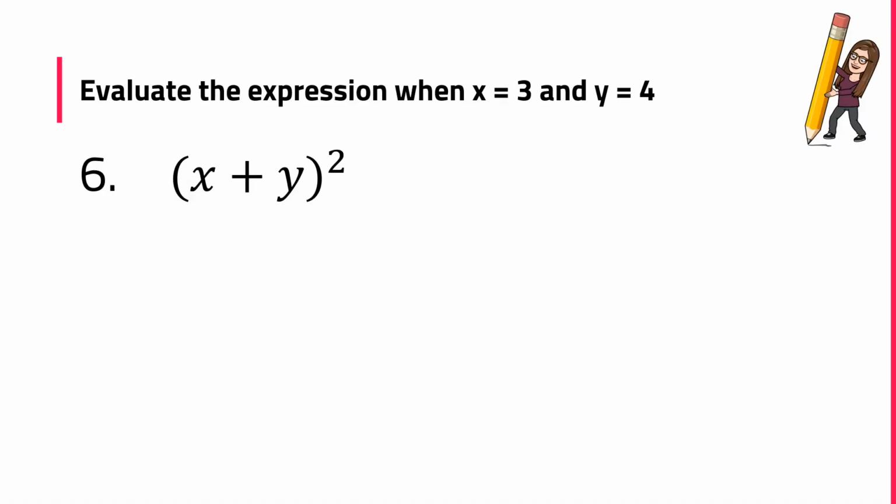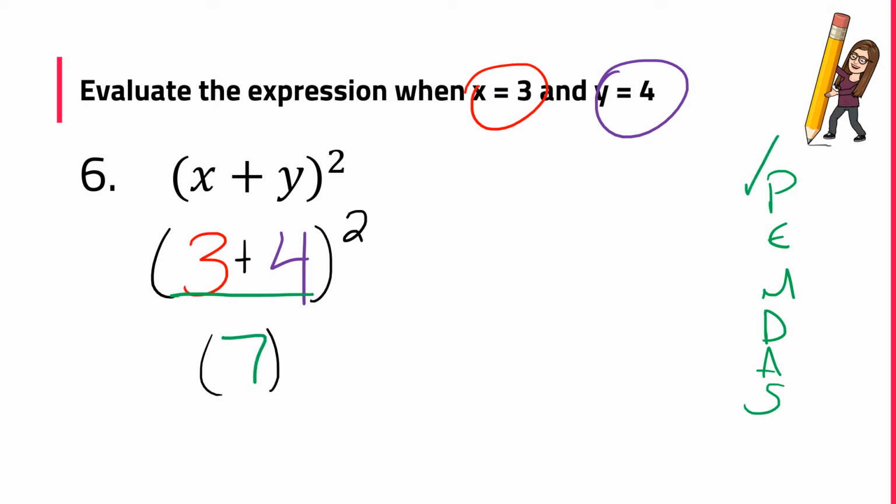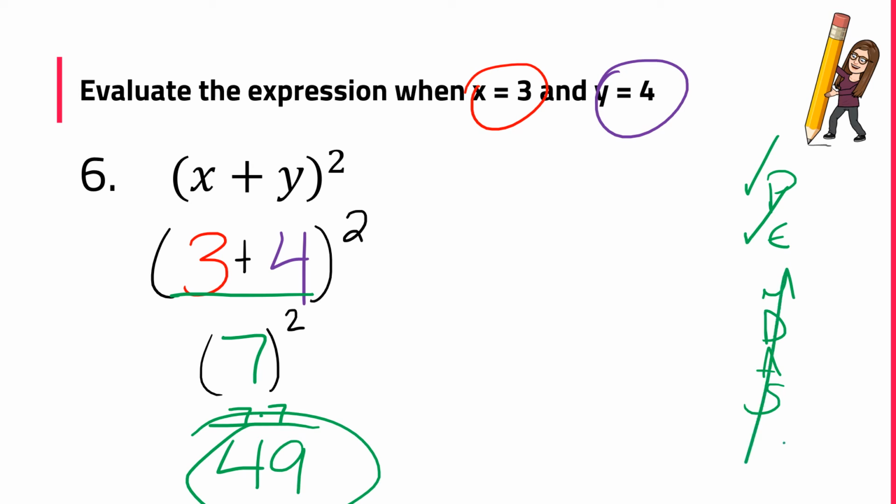Let's take a look at example 6. Keep the symbols and the numbers. Replace the X's with 3's. Replace the Y's with 4's. Parentheses first. I do have parentheses. I have a 3 plus 4, which is 7. Everything else falls down. Exponents, yup. 7 squared means 7 times 7, and that is 49. That's it. I didn't even need the rest of the rules.